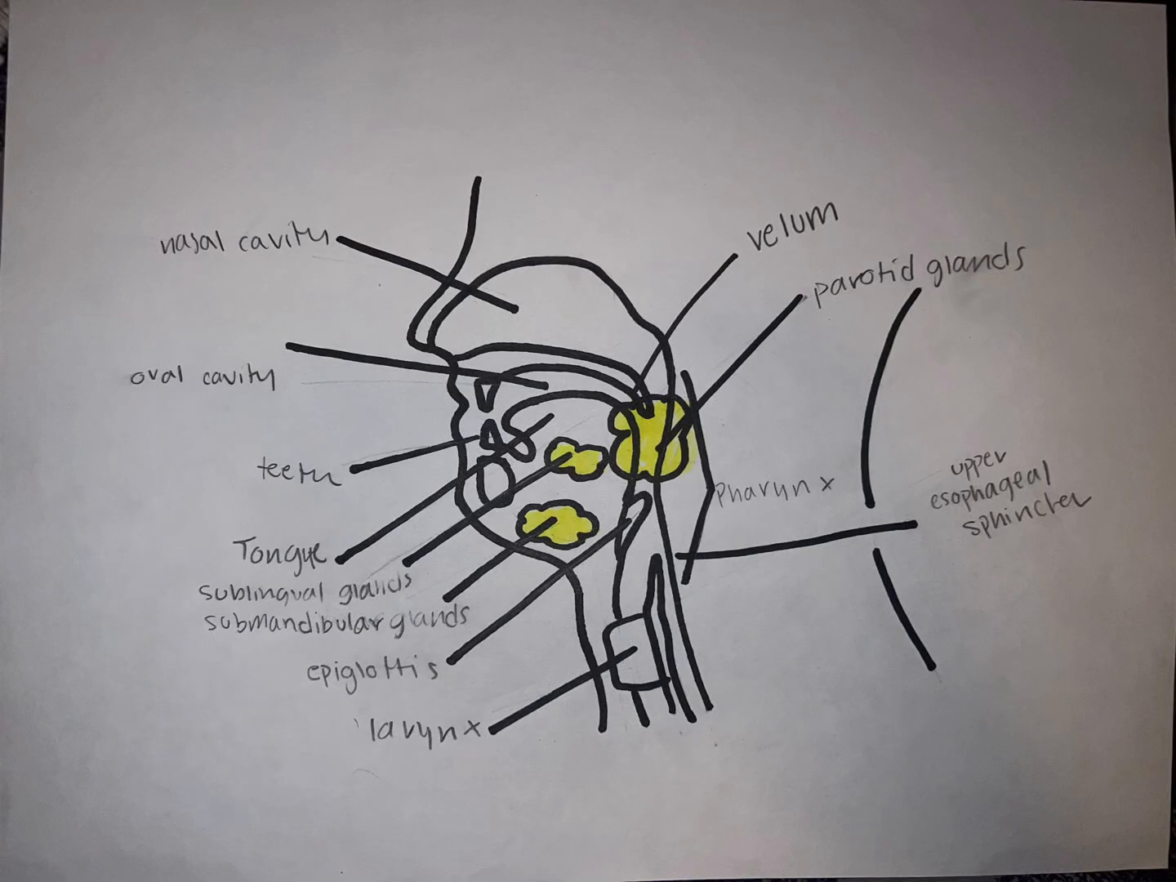First, let's talk about some of the structures involved in the swallowing process. Here we have a visual of these structures. This is a side view. We can see the nasal cavity, the oral cavity, the teeth, tongue, pharynx, epiglottis, larynx, which is the structure that houses your vocal folds, the velum, and the upper esophageal sphincter.